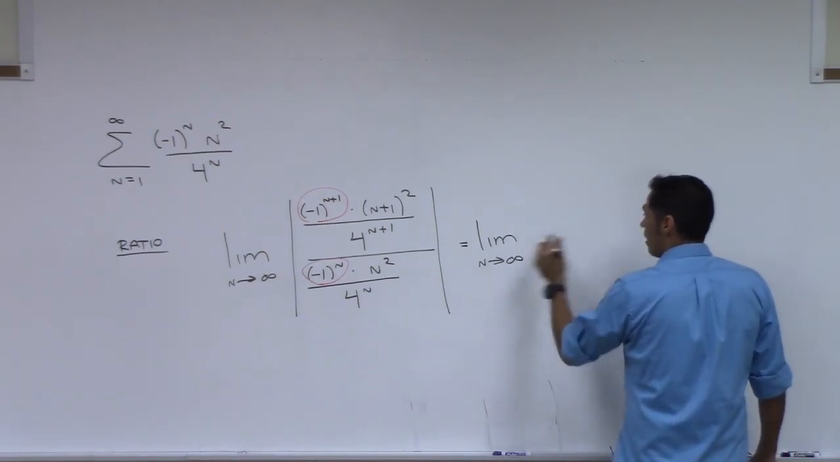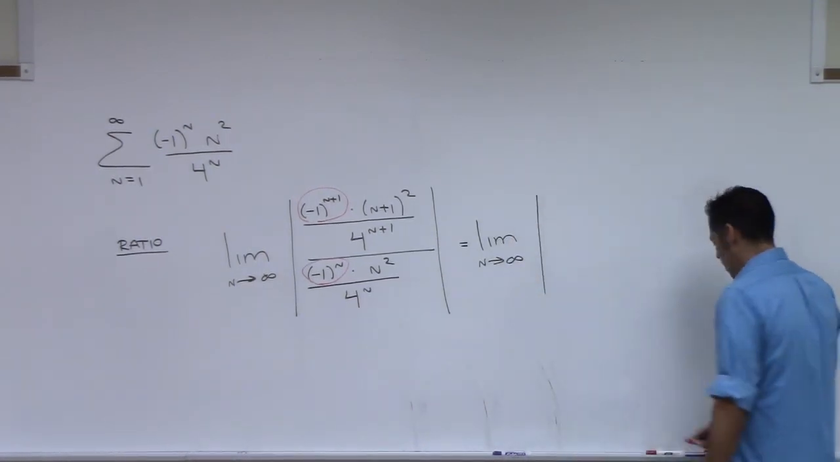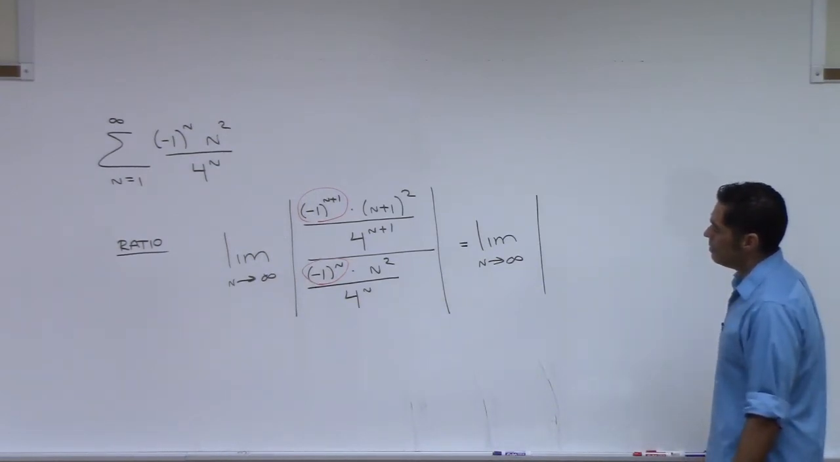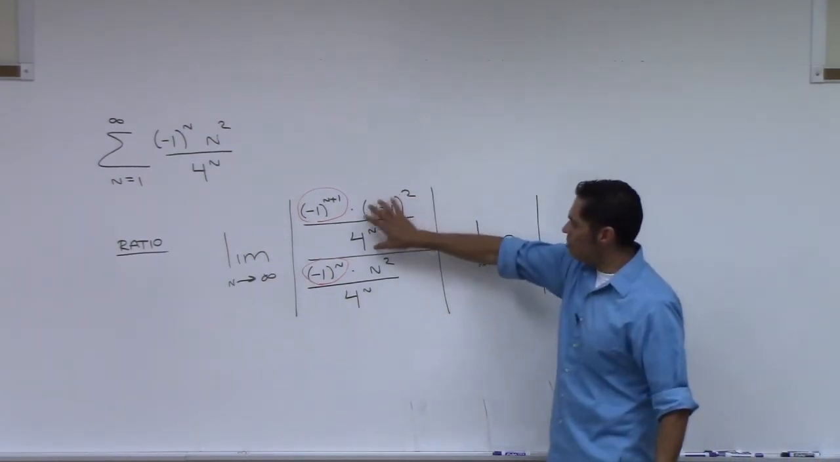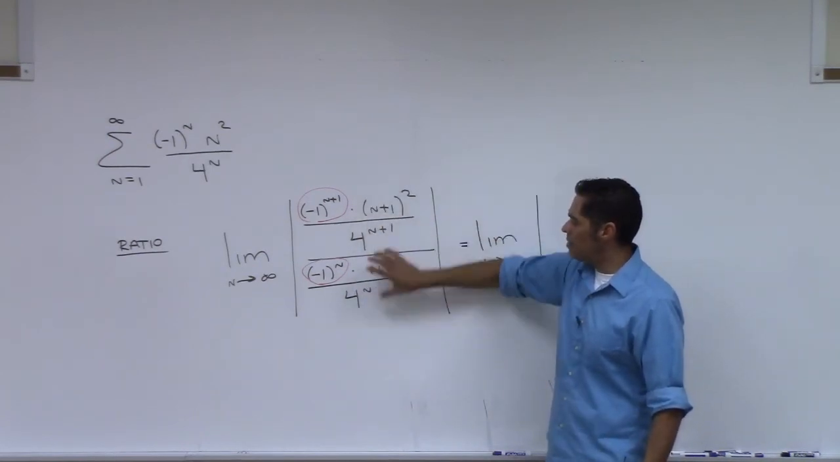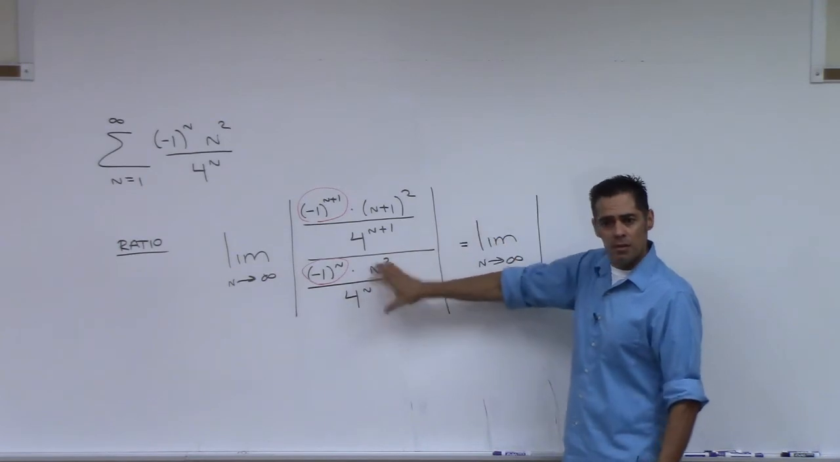And then everything else is going to be positive, but I'm going to leave the absolute values here. And I suggest you leave them also. Let's see what we're left with. We're left with this fraction over this fraction, right? This over this. So what I'm going to do is write this fraction and then the reciprocal of this one multiplied, right?